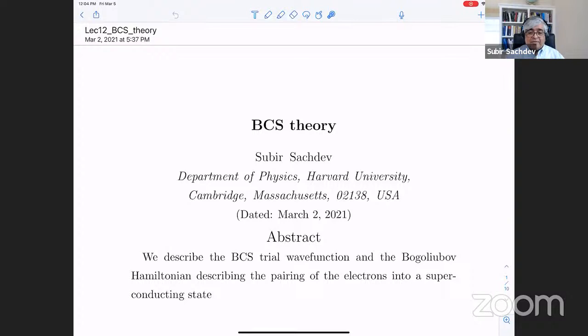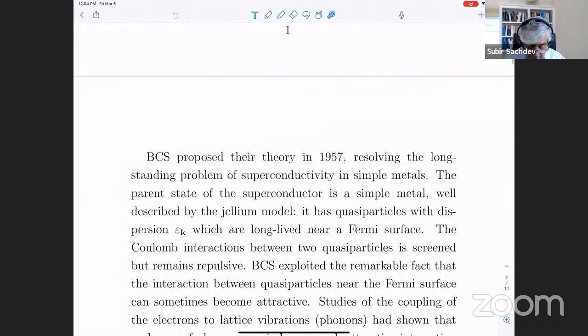The quick summary of the idea is that electrons near the Fermi surface do experience an attractive interaction. Because of that attractive interaction, they like to form pairs. And then those pairs essentially condense into a zero momentum state, very much like a Bose-Einstein condensate. So we're just going to describe the variational calculation today and then go on to also talk about excitations using what's called the Bogoliubov theory. But let me make some general remarks about why electrons would want to form a pair.